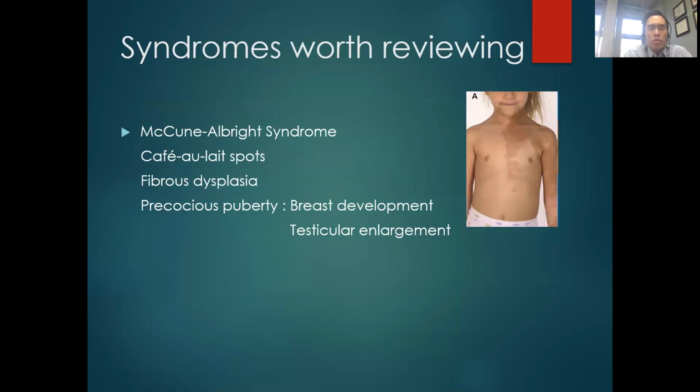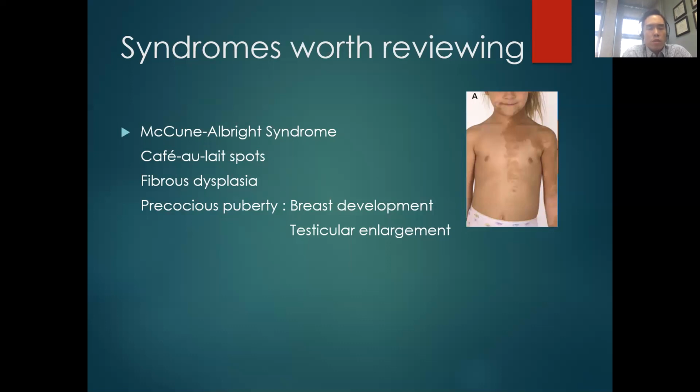There are syndromes that are worth reviewing. One of them is McCune-Albright syndrome. You often hear this a lot, especially the board exam loves this syndrome. The definition of this syndrome is the constellation of three clinical findings: very large cafe au lait spots, fibrous dysplasia, and precocious puberty.